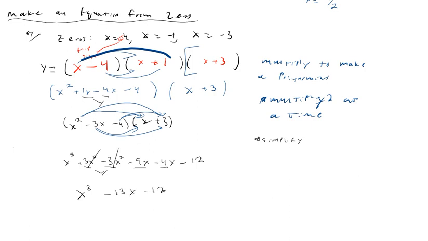And this graph has these three zeros, 4, negative 1, negative 3. So this polynomial here is going to cross at 4, at negative 1, and at negative 3.